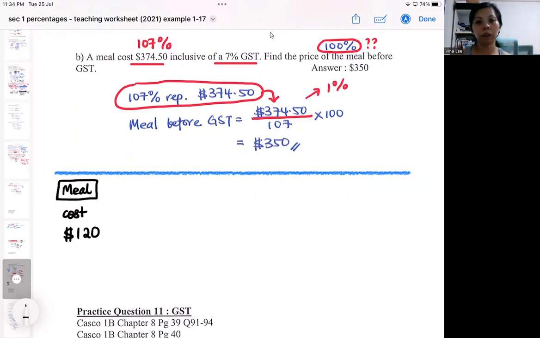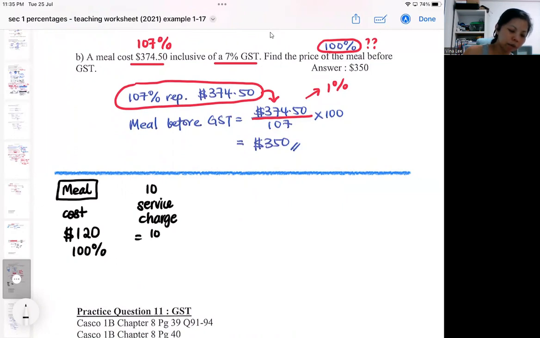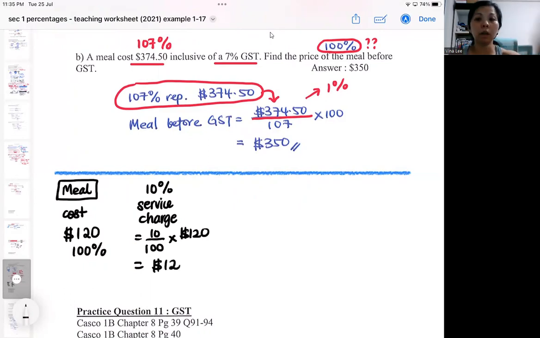Then the restaurant charges a 10% service charge. So that means I use this 100%. I will calculate the service charge. So usually restaurants will calculate 10%. So it'll be 10% of the amount that you eat for the meal. So that will be $12. This $12 actually goes to the restaurant, because it's a service provided by the restaurant.